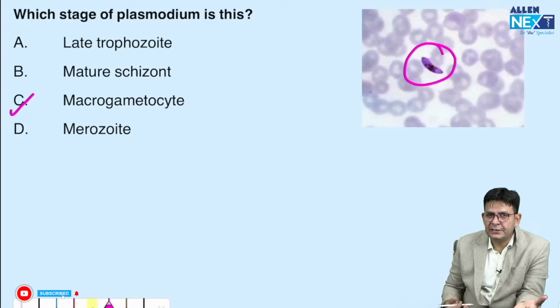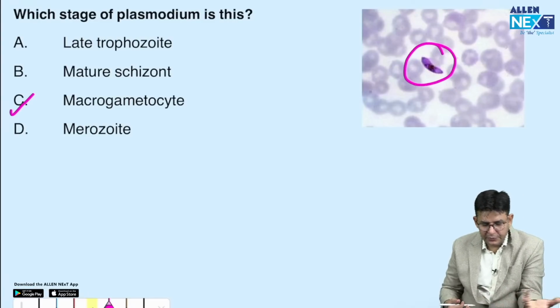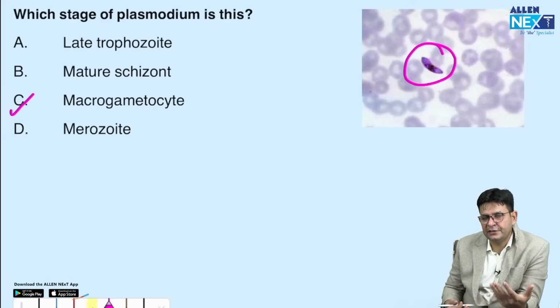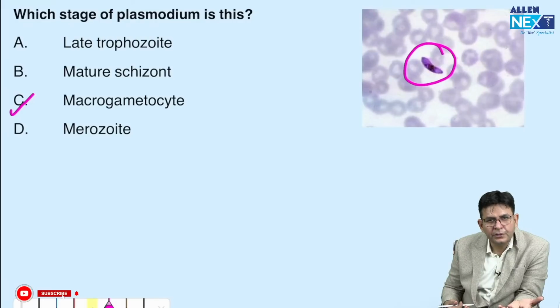Plasmodium falciparum. And it's a macro gametocyte. It can be a micro also, but the option is written macro, so okay, macro. Banana shaped gametocyte is a feature of it. And sporozoites, that is this particular one.